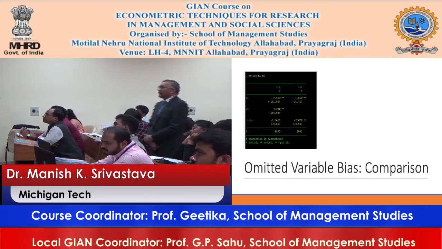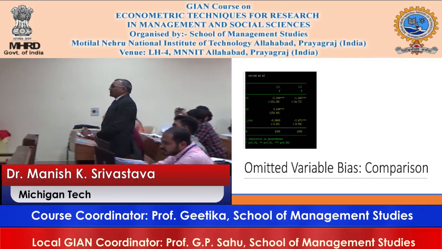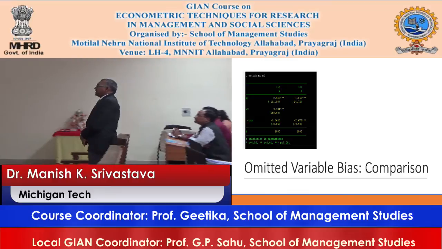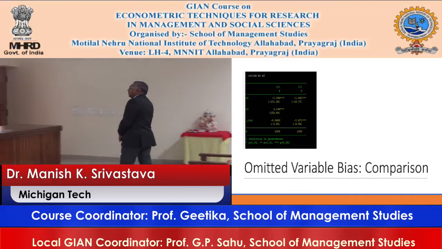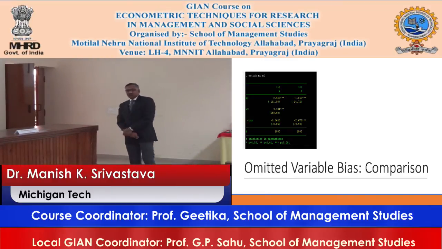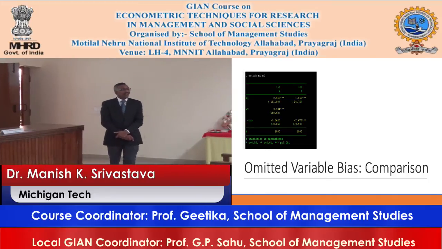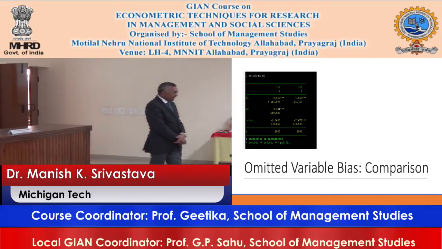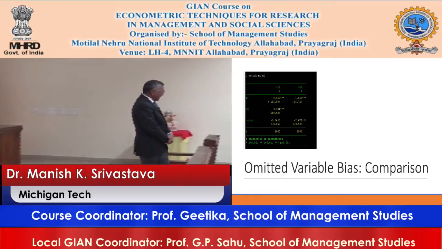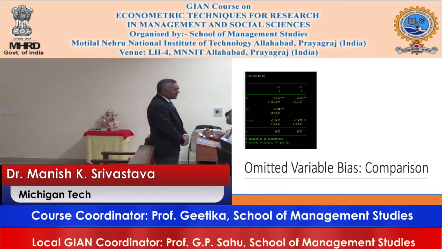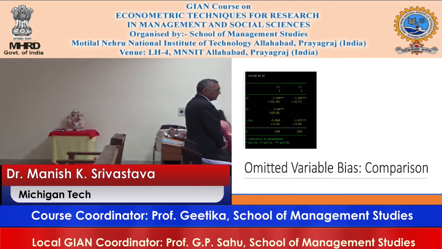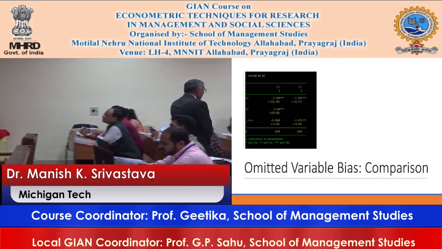You can see x1 in the first model is minus 2.568. In the second one, it becomes minus 1.062. So it retains the sign, it retains the significance, but the estimate is heavily biased. So we are underestimating by 50% in the omitted variable model.